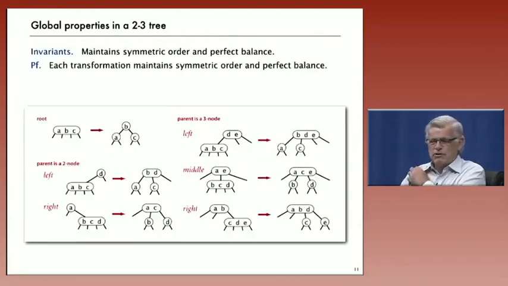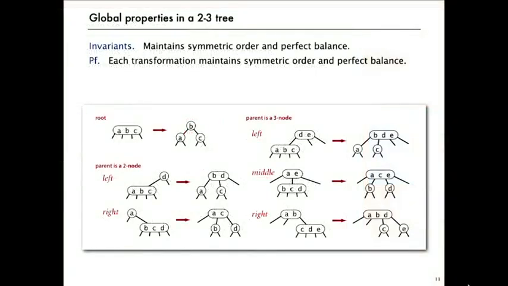So let's look at the global properties that these manipulations preserve. The 2 things that are critical is that in a 2-3 tree we always have symmetric order, that is the order that we defined for 2-nodes and 3-nodes. And we also have perfect balance. The distance from the root to the bottom is always the same. To prove that, we just need to show that each transformation maintains symmetric order and perfect balance. And these are all the possible transformations that we could do.